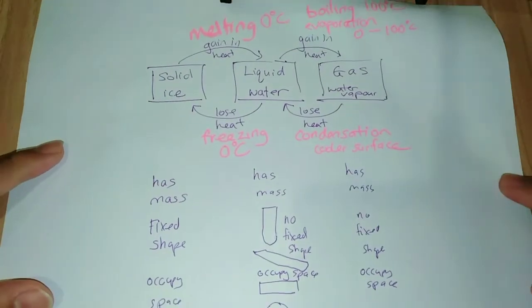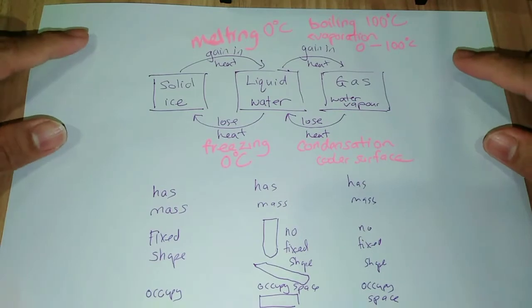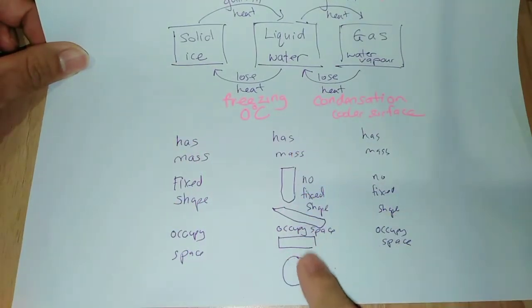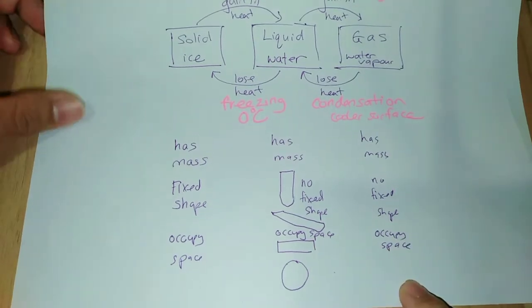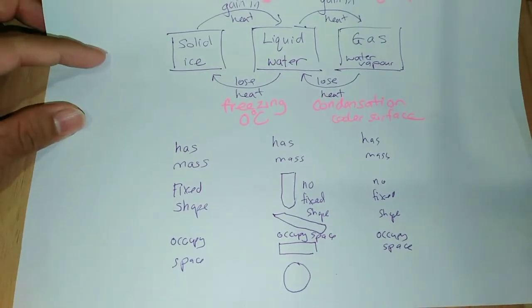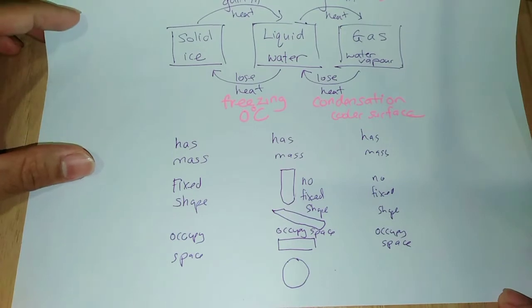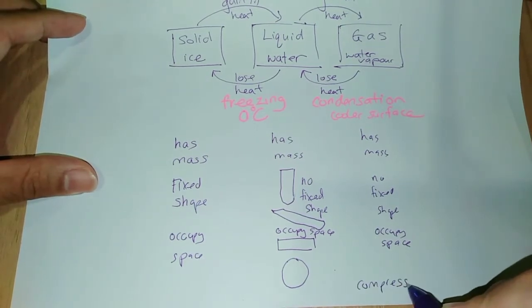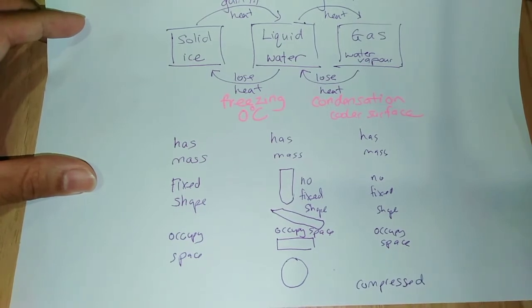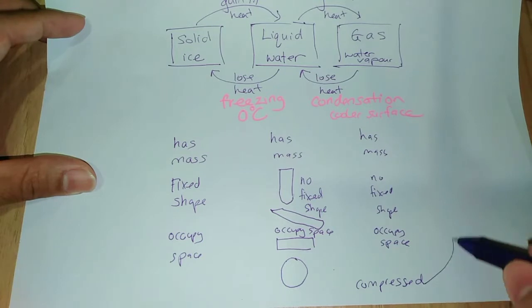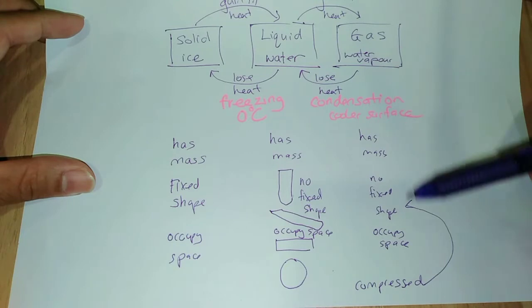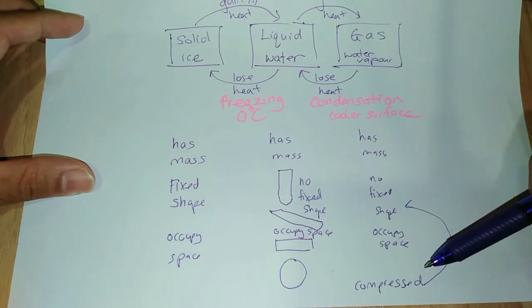So this is where we stopped the other time. We talked about states of matter. We talked about the properties of the matter in the different states, right? Now, of course, some of you may also remember that there's something that Mr. Long did not mention, which is the idea about compressed, all right? What does compressed mean? That's linked to actually the part on the shape. Since gas does not have a fixed shape, if we compress gas, actually we can change the shape.